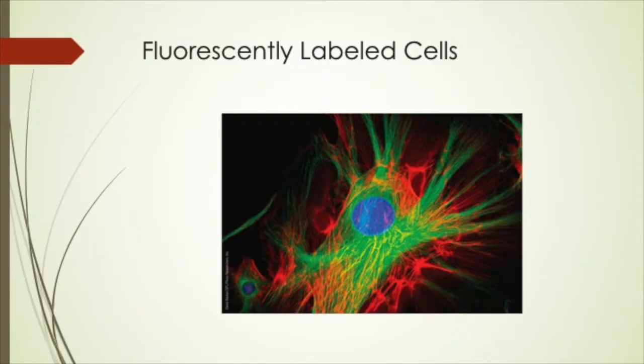All right, so here we have a fluorescently labeled cell. We're going to be talking about basically all of this. So the blue part is the nucleus. You can see the filaments kind of going everywhere. That's the green parts, and you see the red parts there. Those are actin filaments. All right, next slide.